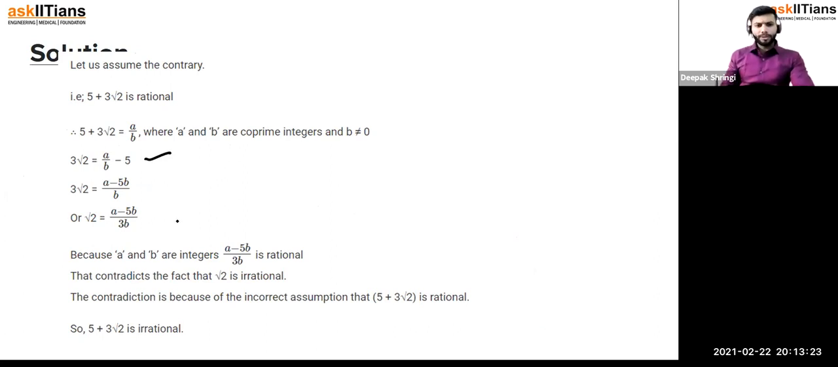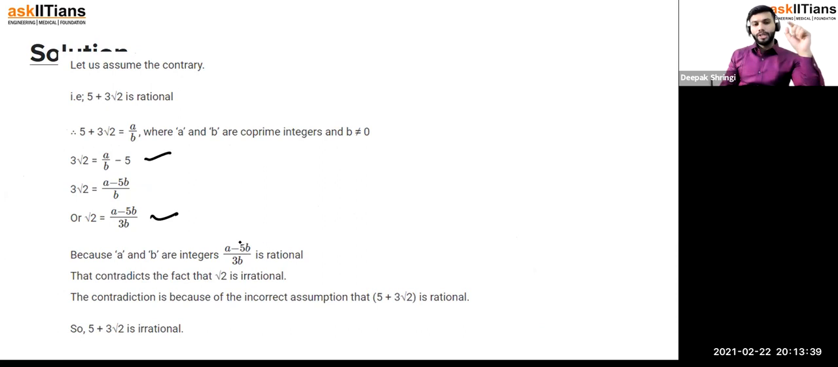Square नहीं भी करना है तो एक काम और कर सकते हो कि सारा कुछ पहले उधर ले जाओ, ये ज्यादा सिंपल रहेगा आपके लिए, ठीक है? So divide by 3 कर दिया तो क्या आ गया, root 2 equals (a minus 5b) over 3b. अब it is given to you in the question that root 2 is irrational. ये given है ऑलरेडी क्वेश्चन के अंदर, root 2 irrational नंबर है, ठीक है?